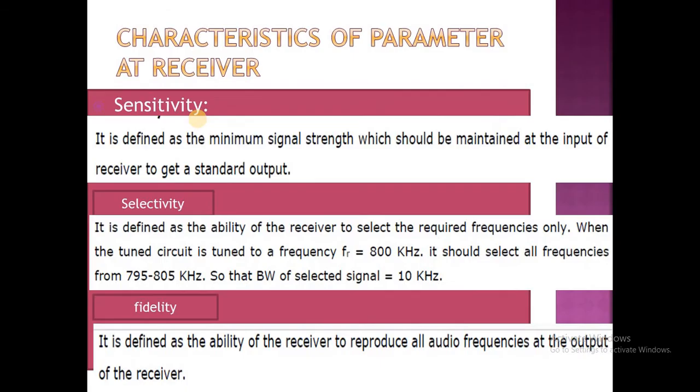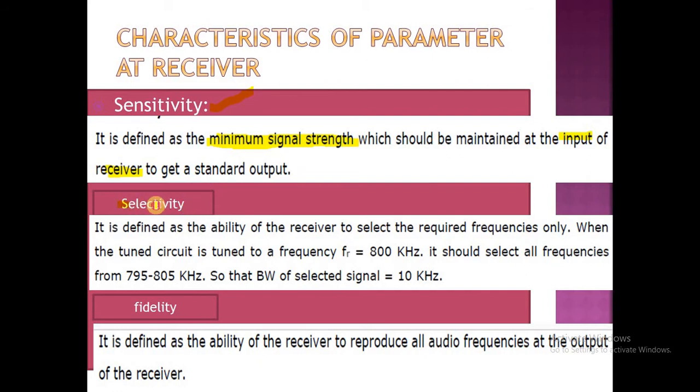Now we are going to discuss some of the characteristic parameters of the receivers. The first parameter is the sensitivity. What is sensitivity? Sensitivity is defined as the minimum signal strength which must be maintained at the input of the receiver to get a standard output. It is called the sensitivity.